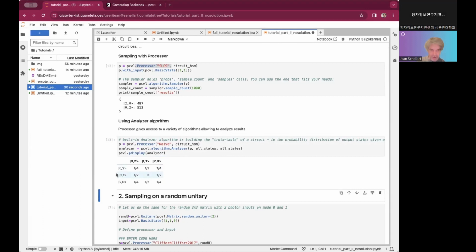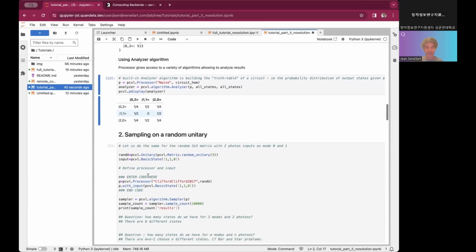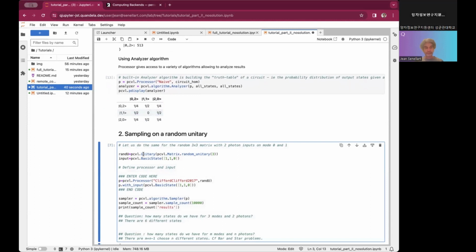And once again, the one that you are interested in is this line. If you are sending one photon in each arm of the beam splitter, you have 0 probability of getting 1, 1. It's again the HOM effect that you are looking at. So we will be doing that on the random unitary.